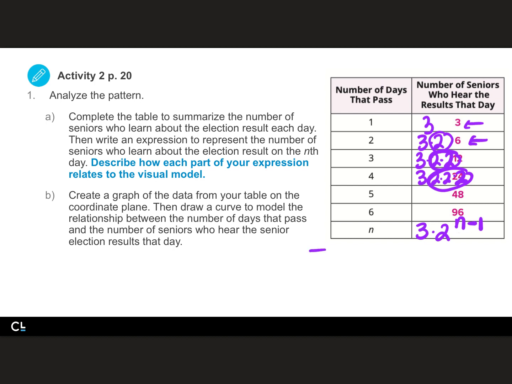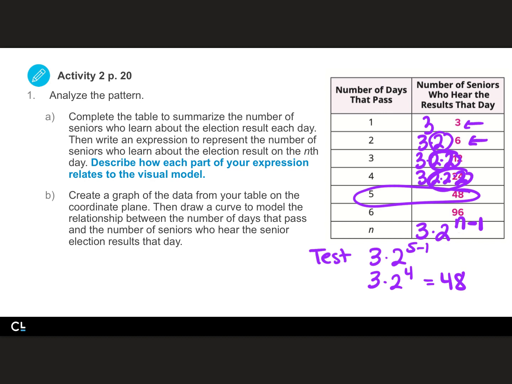And if we want to test, I'm going to suggest we test this one. If we go with 5 as the n value, we would have 3 times 2 to the 4th. And if we type that in our calculator, we do get 48. So just to check.